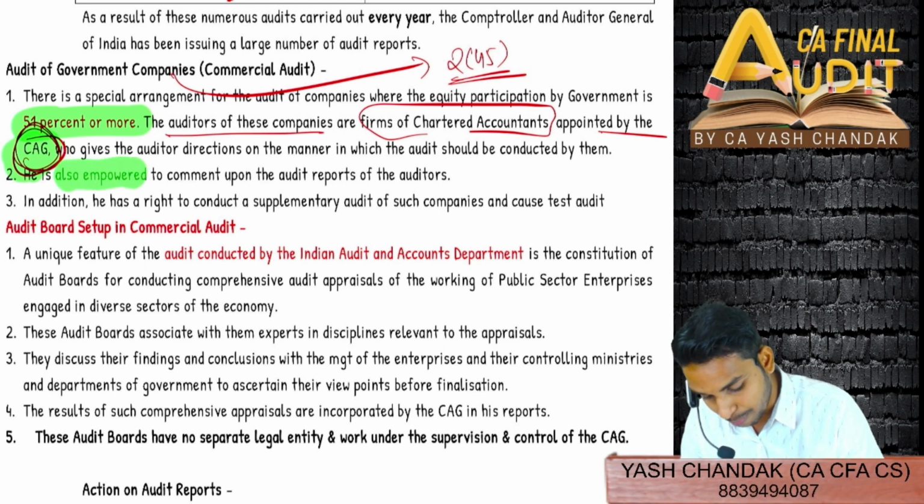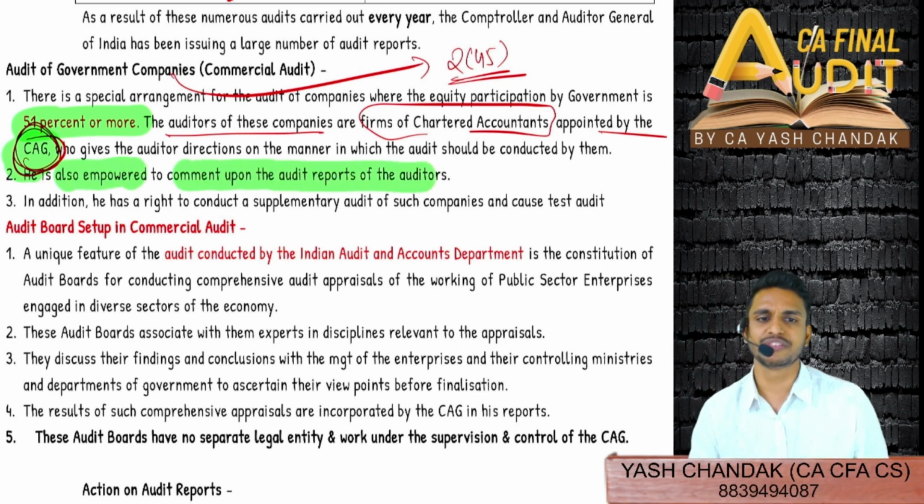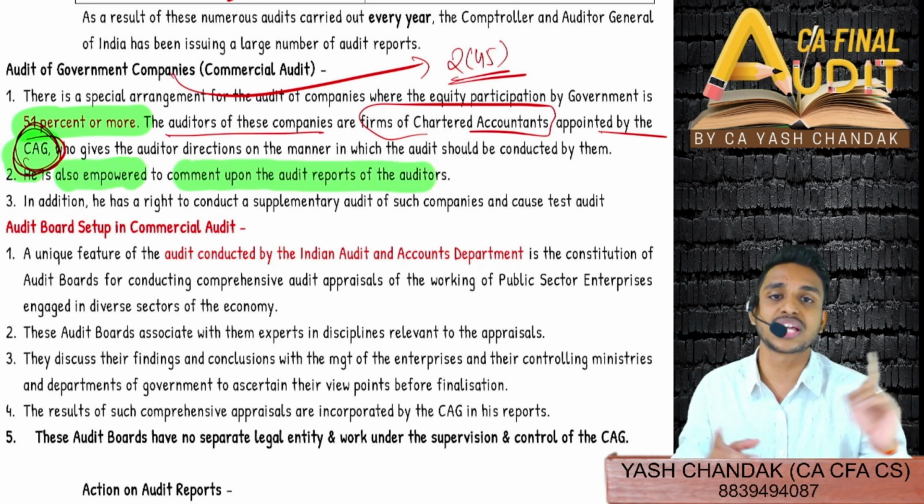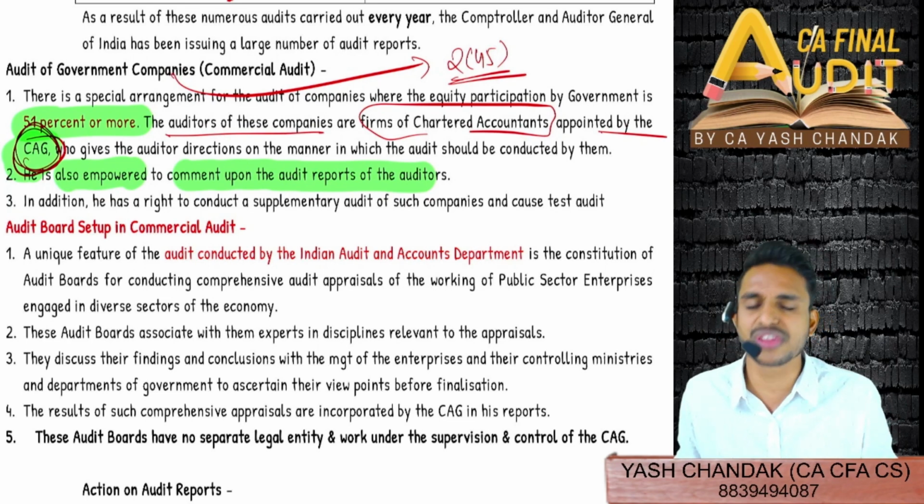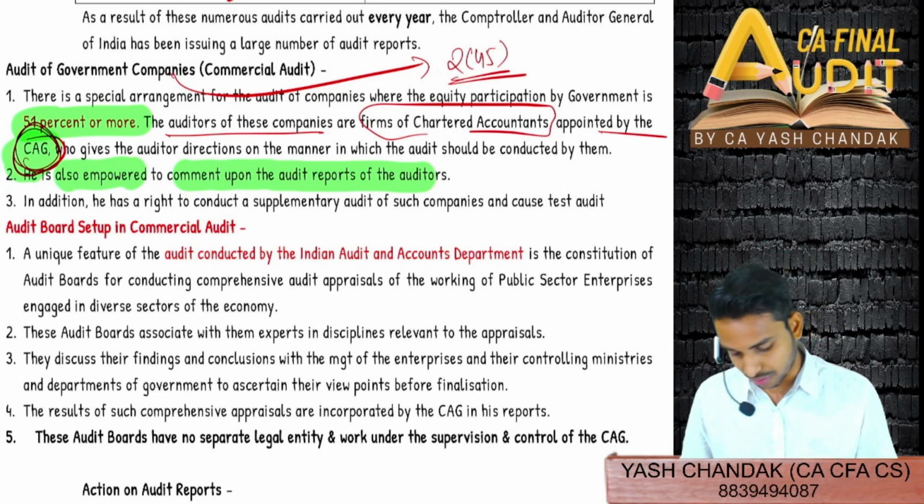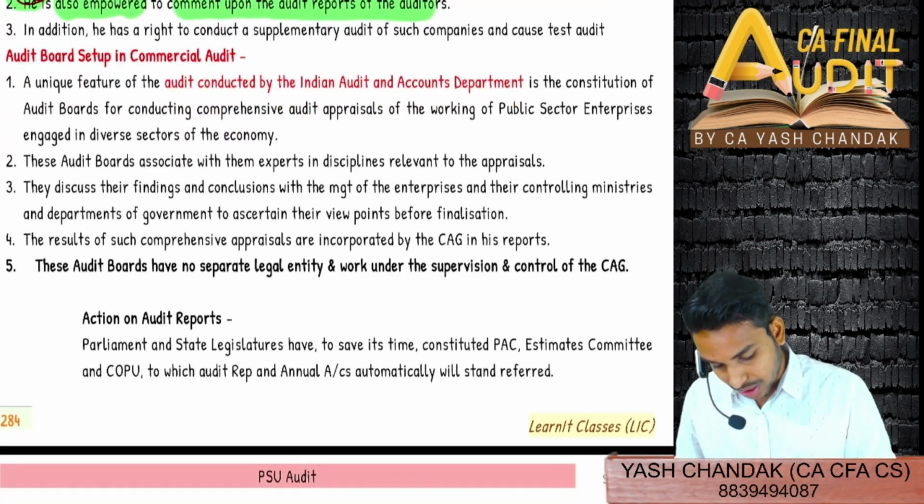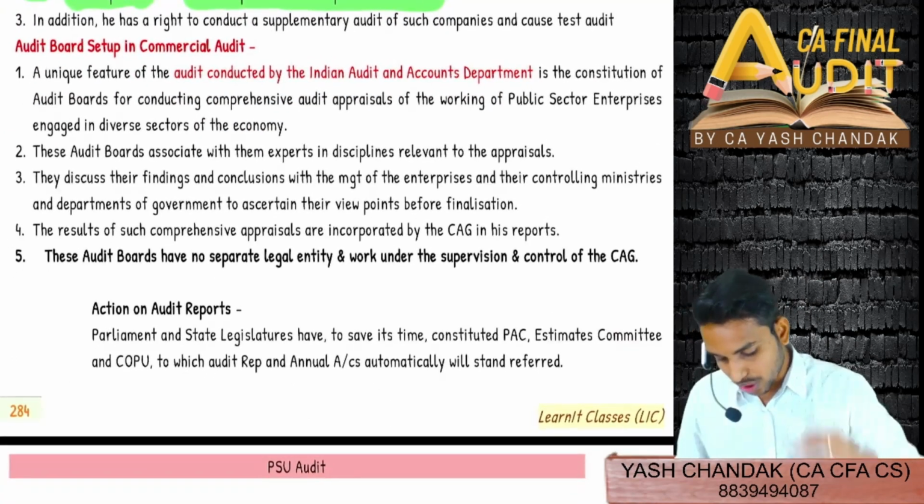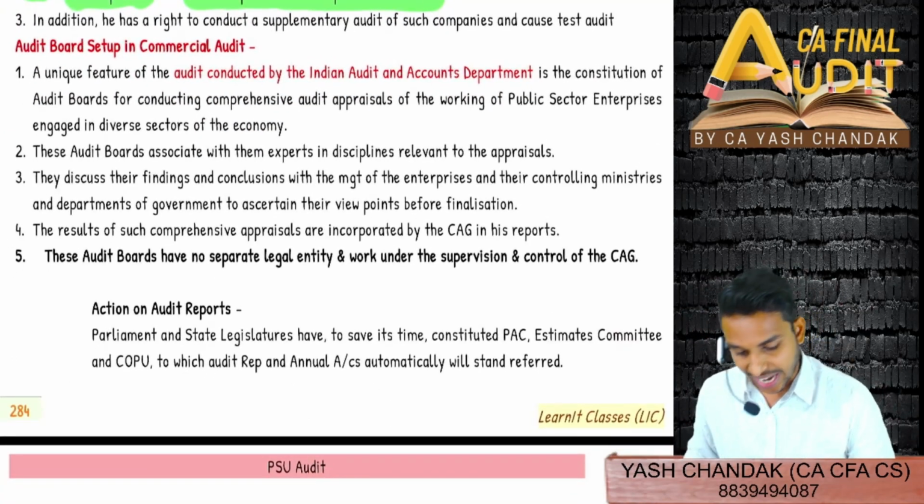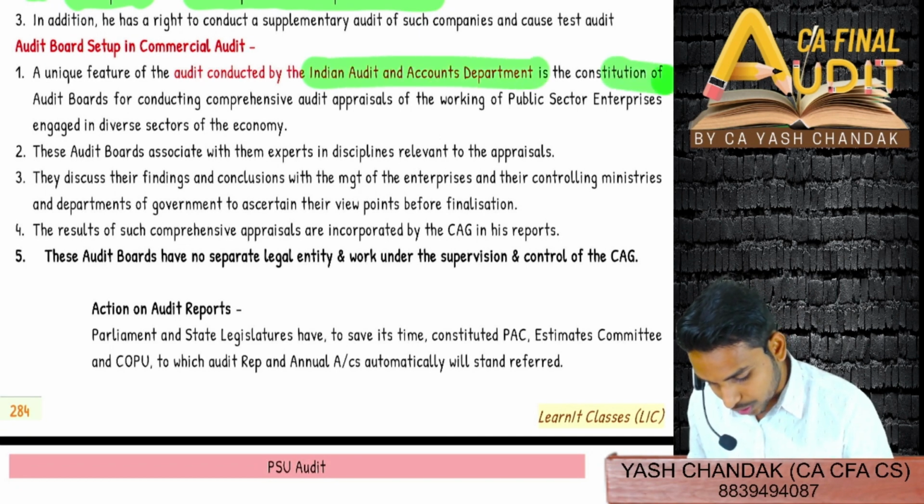The CAG is also empowered to comment upon the audit reports of the auditor, which we will talk about in detail in Section 143 subsection 5, subsection 6 and subsection 7 of the Companies Act 2013. Now, audit boards set up in commercial audit. The unique feature of the audit conducted by the IA&AD, which I talked about, is the constitution of audit boards.